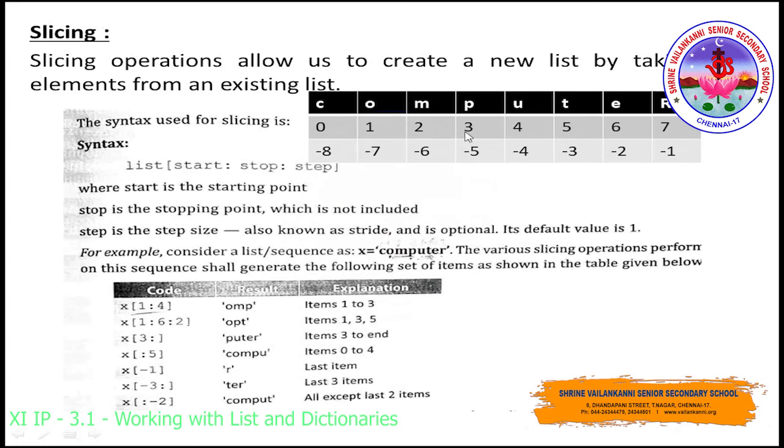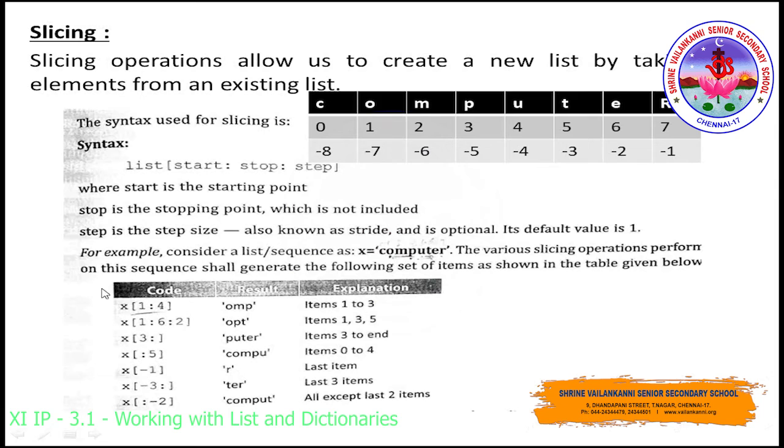And see this example. Here they have created a variable. They have created a string as computer. Yes, and you can consider this as a list also. So x equal to computer they have given, and this computer will be represented like this. The word computer will be represented in the system like this. It takes the positive index right from 0 till 7 and the negative index starts from -1 till -8. So now they have given a few codes to slice this list.